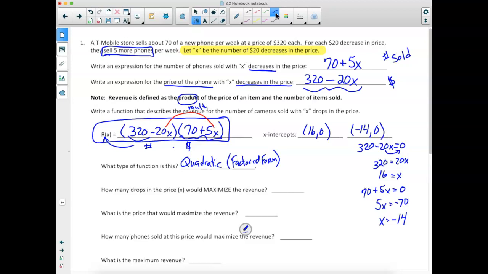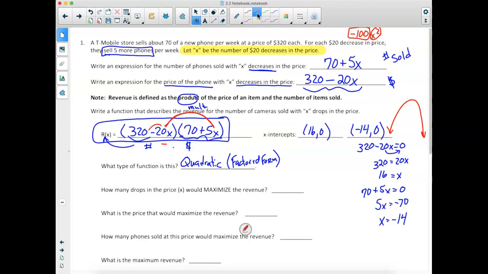How many price drops would maximize revenue? Well, if I'm looking inside here, guys, one thing I need you to see. When I take my x times my x here, negative 20x times 5x, that's going to give me negative 100x squared, because x squared is the biggest power in there. My a value is negative 100, right? So is this going to be concave up or concave down? Hopefully it's obvious, it's concave down, so my graph should kind of look like this.